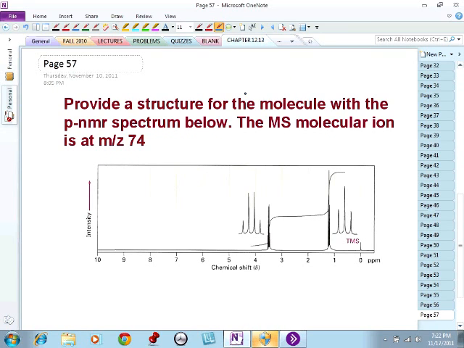Okay, let's go ahead and read this question first. Provide a structure for the molecule with the NMR spectrum below. The MS molecular ion is at 74. Okay, very good. Remember, Emma, you asked why do you care whether it's a quartet? Okay, now let us provide a structure for this. This is what you have.